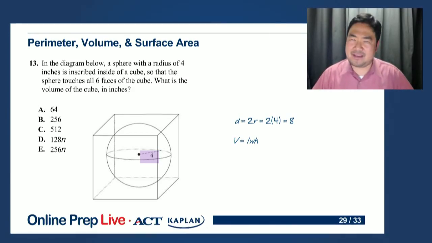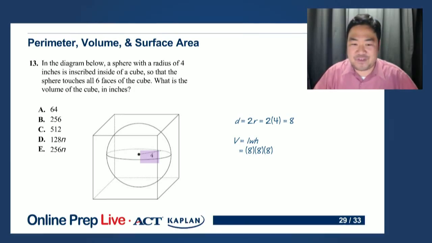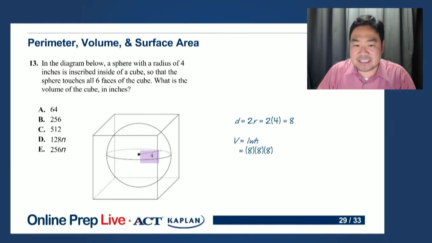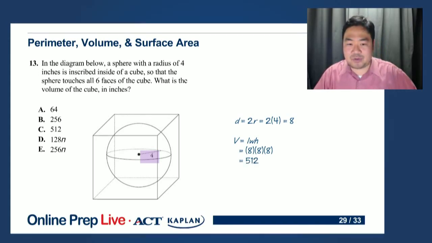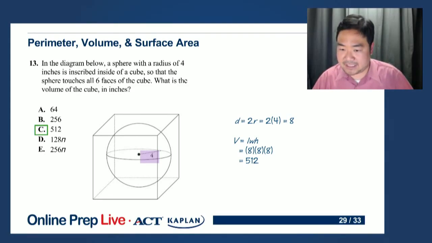Well, wait a minute. Is it just 8 times 8 times 8? You're right. It is just 8 times 8 times 8. You've got your figure there. The volume is 8 times 8 times 8. Last step, this is where you take out the calculator. 8 times 8 is 64. 64 times 8, please don't do that in your head. 64 times 8 is equal to 512, and choice C is your correct answer.